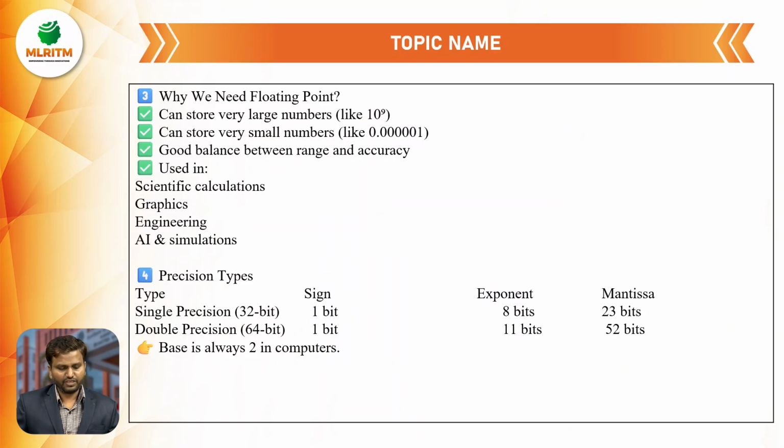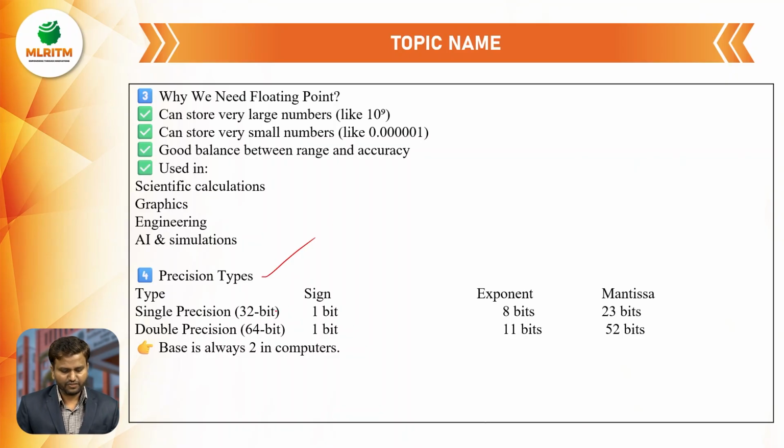Why do we need floating point? It can store very large numbers like 10 power 9, and very small numbers also, like 0.00001. It gives a good balance between range and accuracy, and is used in scientific calculations, graphics, engineering and AI simulation. Here the precision types are shown.